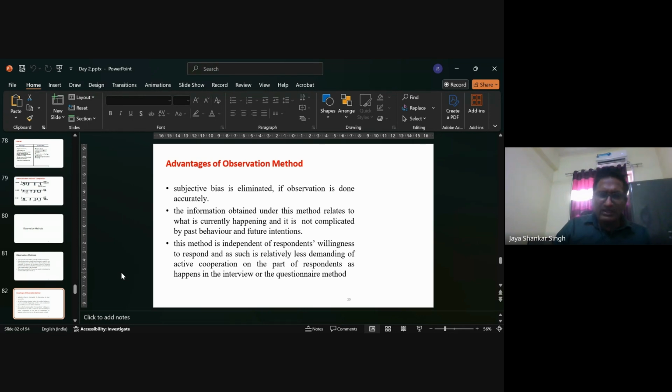Clear? Now, this particular method is independent of respondent willingness to respond. I can observe as a researcher without informing also. So this particular type of method is less demanding as far as the active cooperation of the respondent is concerned. But in interviews, and the other questionnaire or survey methods of collecting data, the respondent's willingness should be there to participate in your research.